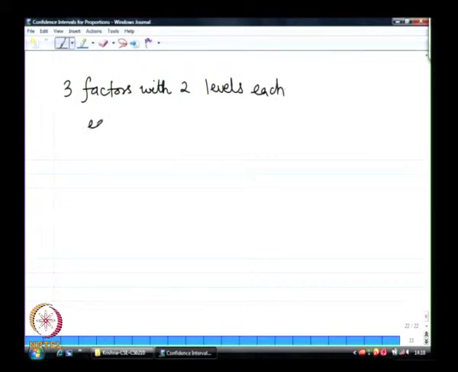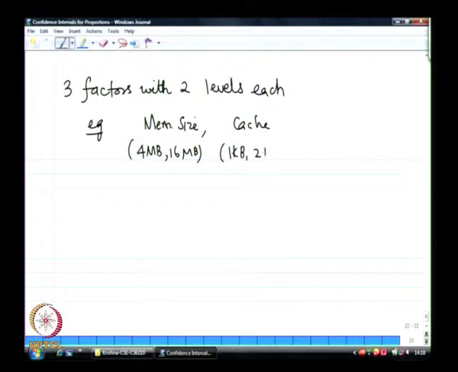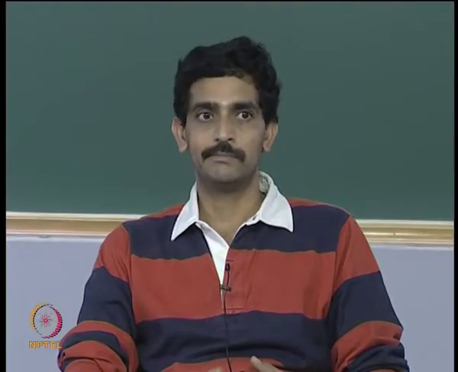for example I give you a system which has memory as one factor with 2 levels, say 4 MB and 16 MB, and cache like before, which is 1 KB and 2 KB, followed by number of processors. So this is your factor A, this is factor B, this is factor C, and this is either 1 CPU or 2 CPU. That is your third factor. If I give you this, how do we proceed?